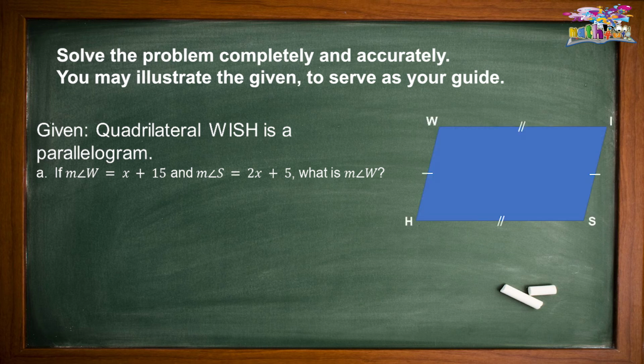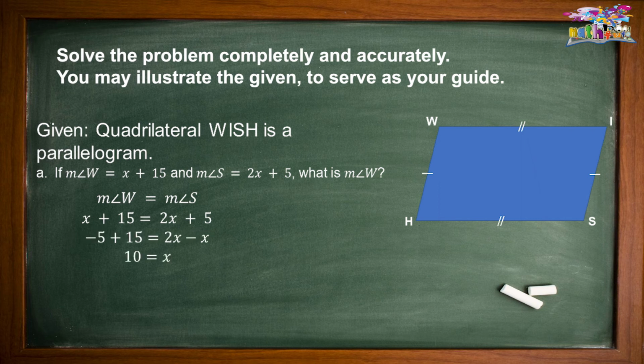Since WISH is a parallelogram and angle W and angle S are opposite angles and congruent, then by substitution, simplifying the resulting equation, thus x equals 10. But since we are looking for the measure of angle W, which is equivalent to x plus 15, hence, the measure of angle W is 25 degrees.